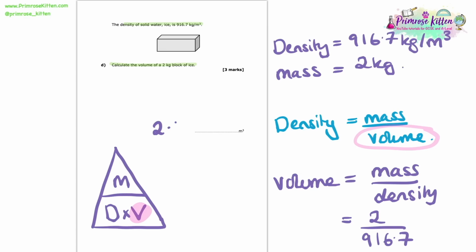So there we are, now we've got our calculation. We just need to put that into the calculator, and that gives me 2.18 times 10 to the minus 3. Or you could give it as 0.00218. There you are, that is question D.